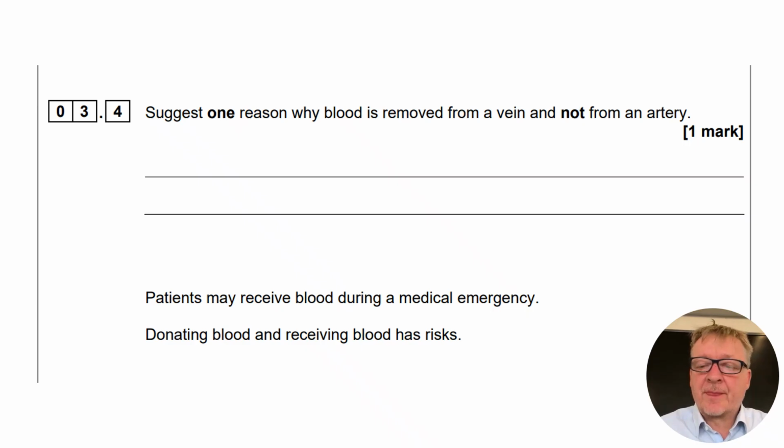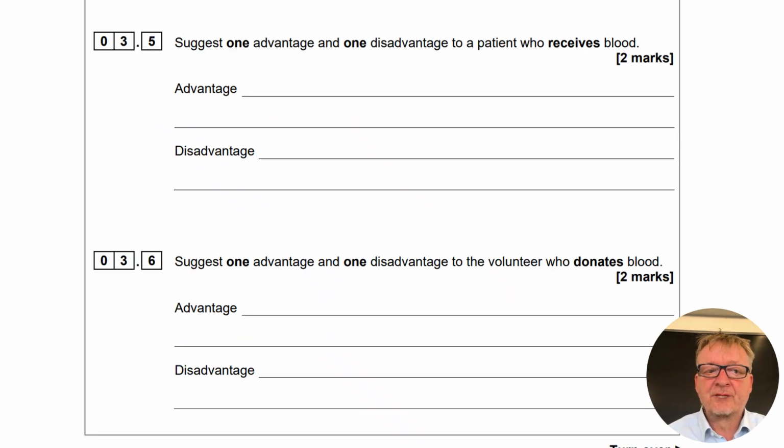3.4, oh, I've just done that one. Suggest one reason why blood is removed from a vein, not an artery. Okay, patients may receive blood during a medical emergency. Donating blood and receiving blood has risks. Okay, so we don't need to answer that one again. Suggest one advantage and one disadvantage to a patient who receives blood.